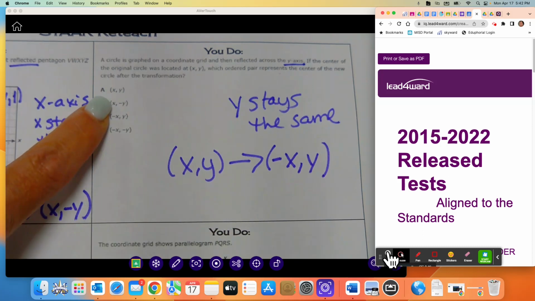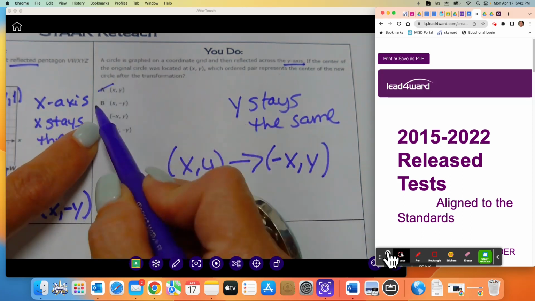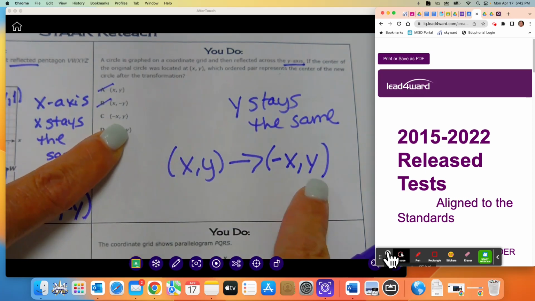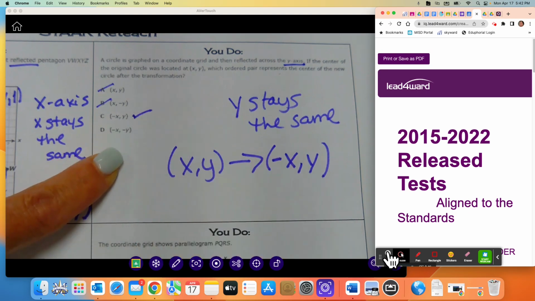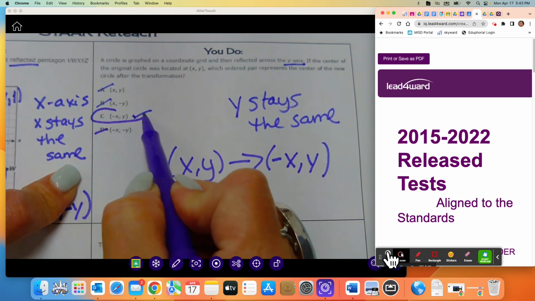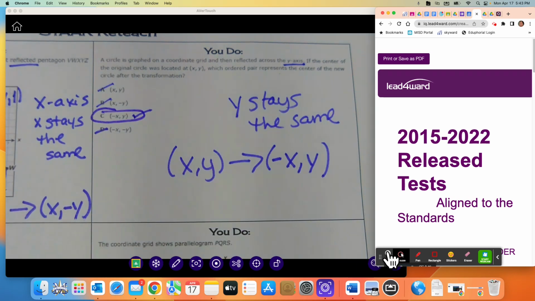So let's match that up. No, that one stayed the same. This one, the y changed. This one, the x changed to its opposite. The y stayed the same. This one, they both changed, so it's not this one. So hopefully you picked letter C.